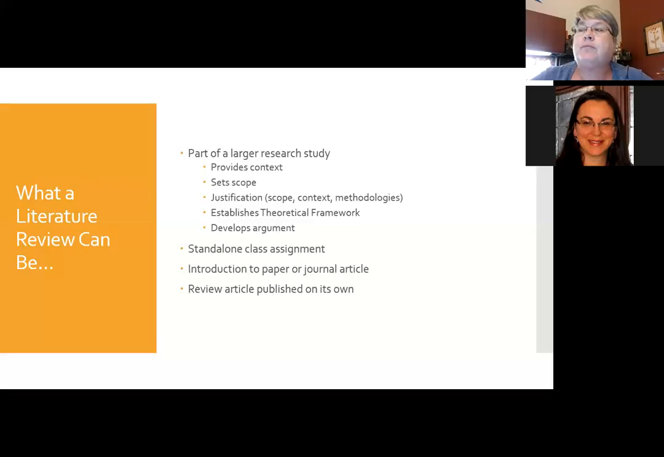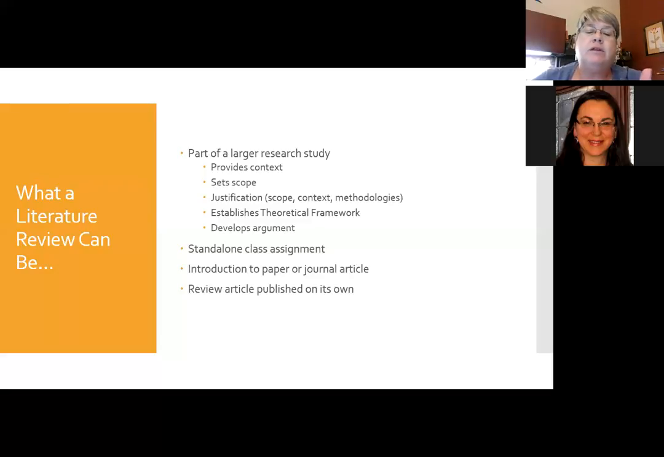And so a lot of times, like I said, with papers, we're doing that standalone class assignment as a literature review. It also can be an introduction to a paper or a journal article. A lot of times when you're providing an introduction to your paper, or when you're reading scholarly journal articles, scholarly journal articles follow a particular format. And it really doesn't matter which field you're in. If it is a scholarly primary research article where somebody is presenting their research, there's a format that it follows. And it starts off with that introduction or setting the context, providing that background knowledge, which is the literature review.